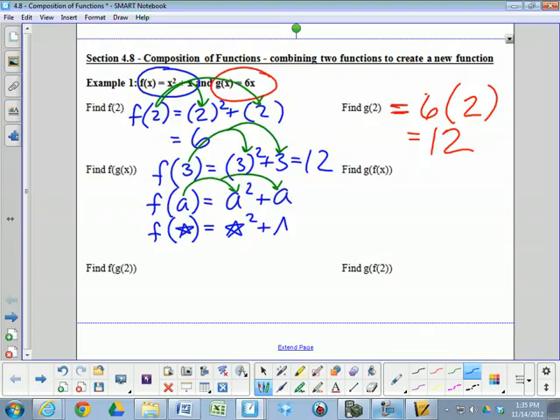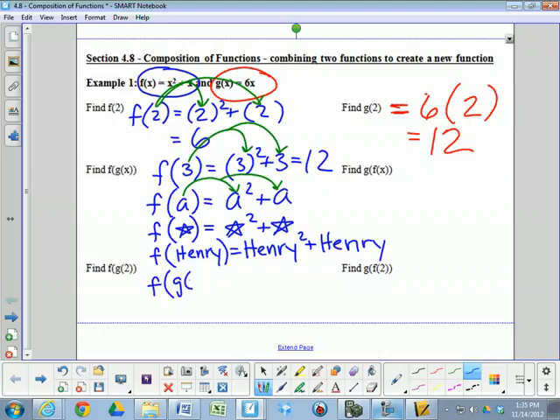True. What would f of Henry be? So what's f of g of x? G of x squared plus g of x. All right? Are you with me there?